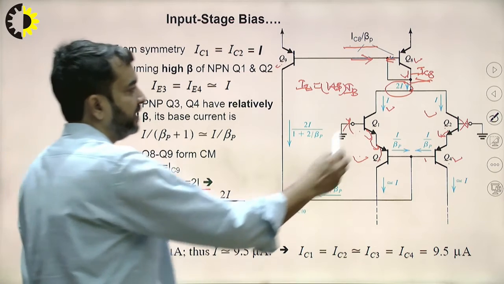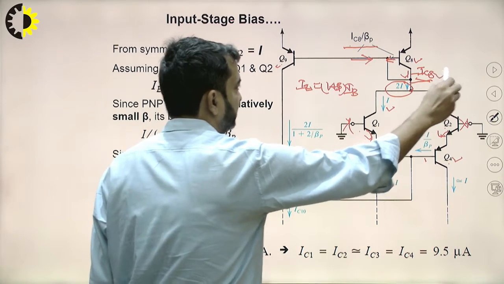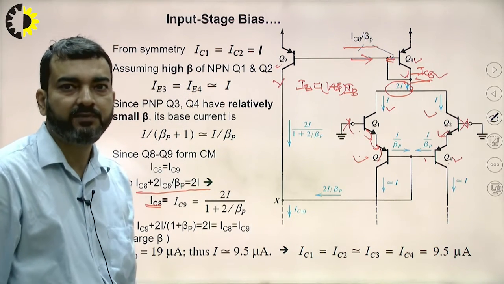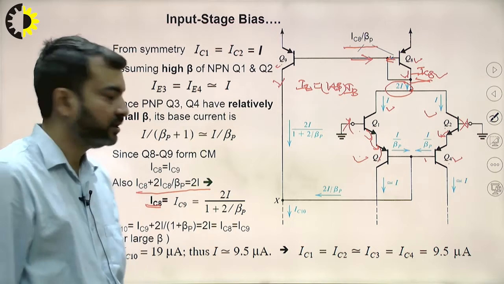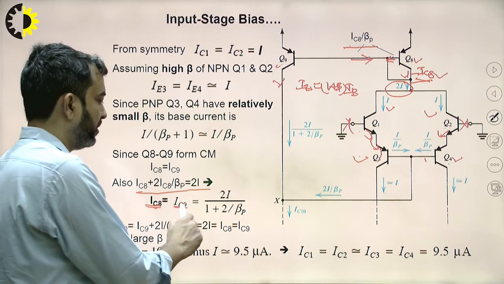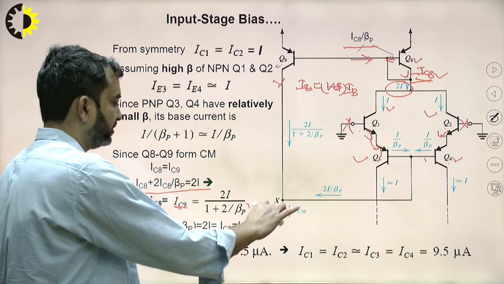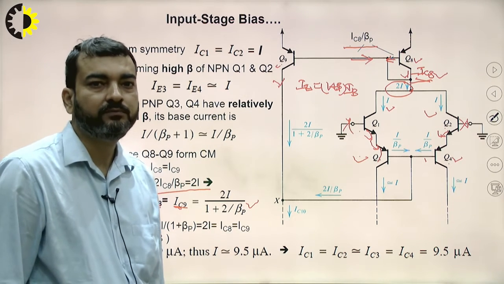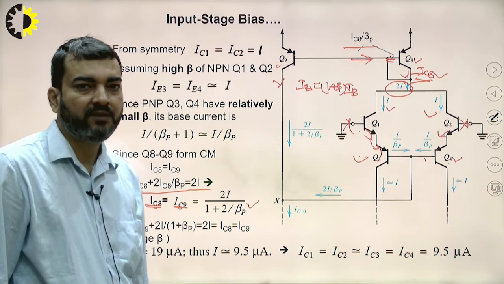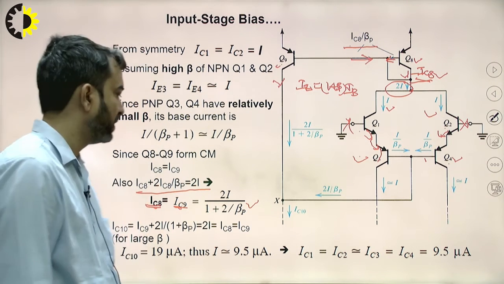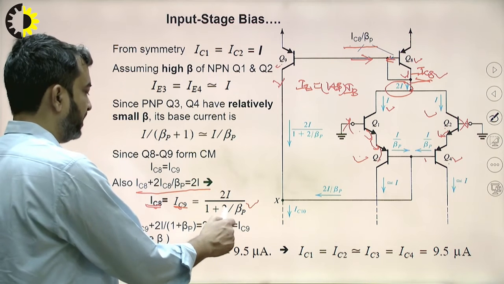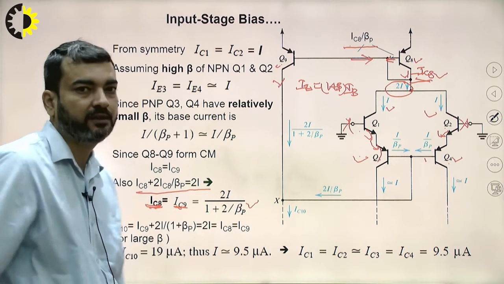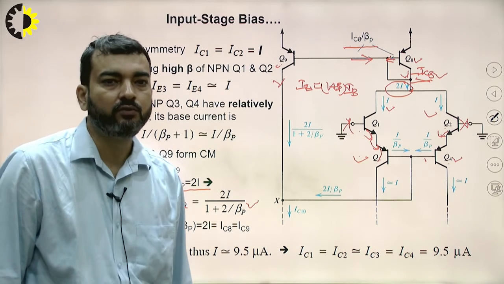Because of current mirror action, the same current IC8 will be replicated in the output transistor of this mirror, that is IC9. So IC8 and IC9 both will be equal, and this is equal to 2I upon (1 plus 2 by beta P). If we assume high beta, both the currents IC8 and IC9 will be equal to 2I.